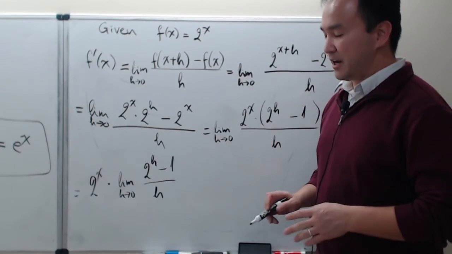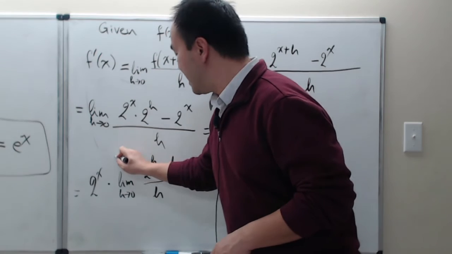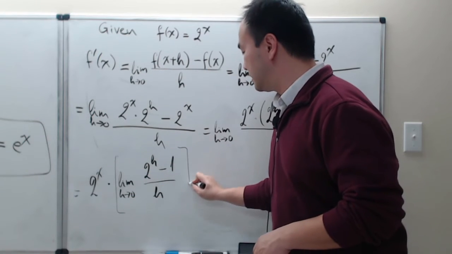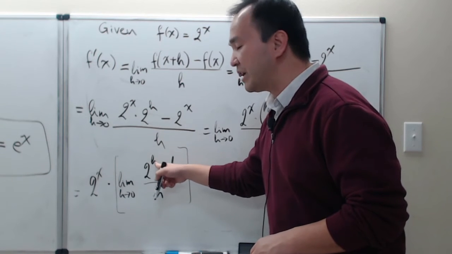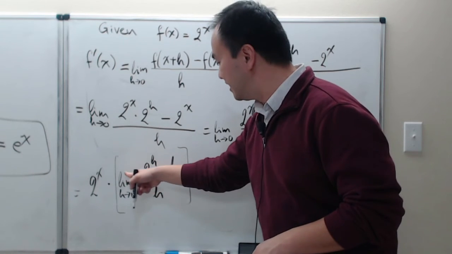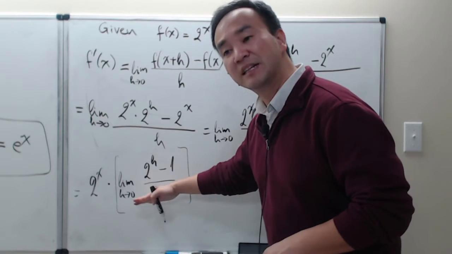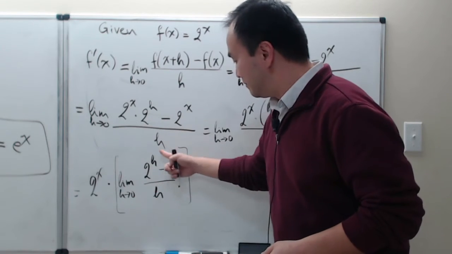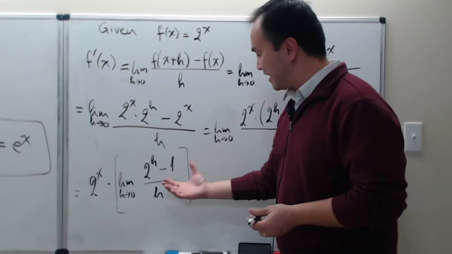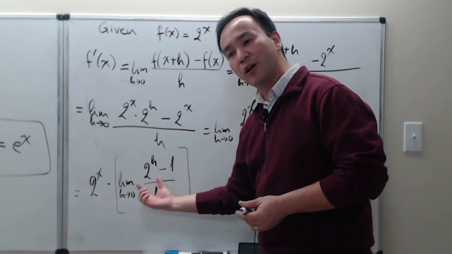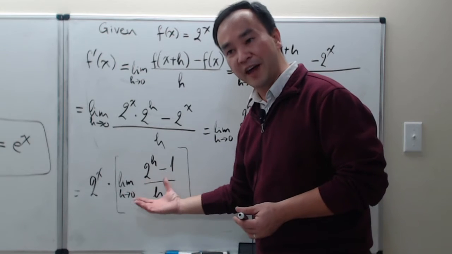And so now, again, we have to be clear this time that, unlike e to the h minus 1 over h as h goes to 0, where that limit was going to be 1, this limit of ours right here is not really 1.